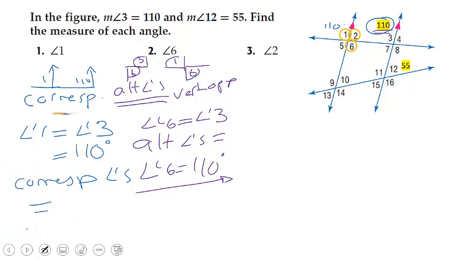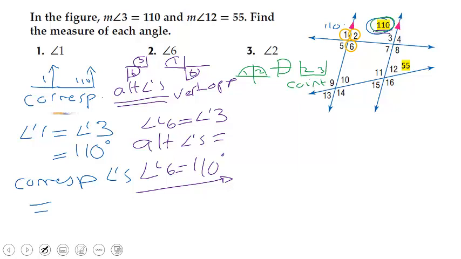Lastly, let's calculate angle 2. So for angle 2, if I sketch it, I've got 2 and 1, looks like that. That's angles on a straight line. 2 and 6 look like that, angles on a straight line. And then 2 and 3 looks like that, co-interior angles. I'm going to use co-interior because it uses the 110, which is what they give me.